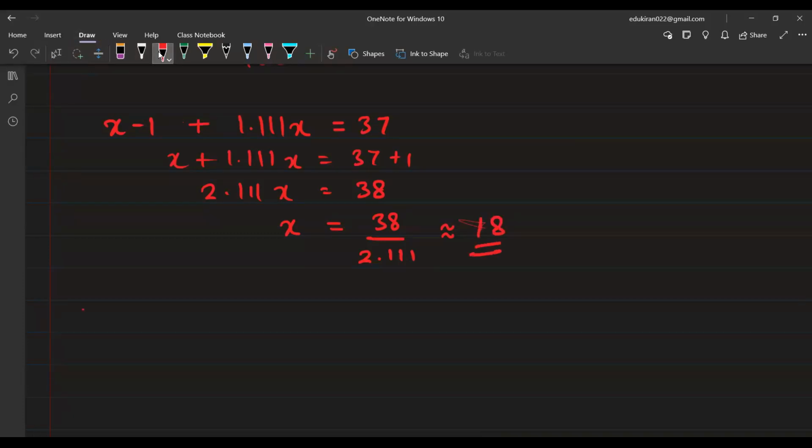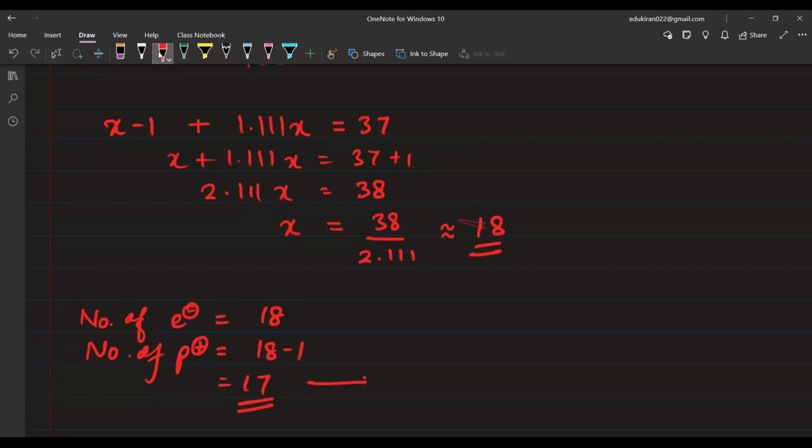Okay, so number of electrons is equal to 18. Number of protons will be equal to 18 minus 1, that is equal to 17. So 17 means which element? Tell me. 17 is the atomic number of which element? Number of protons means atomic number.